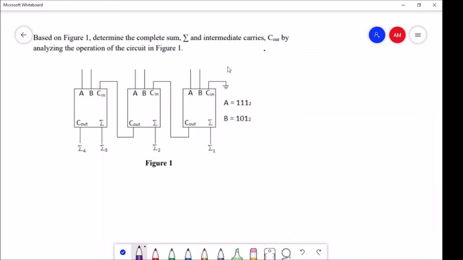Okay, soalan 1 dia pasal full adder. Dia bagi input 111 untuk A. So kita tulis 111 dekat A. Lepas tu untuk input B dia bagi 101. Kita tulis 101 dekat input B.